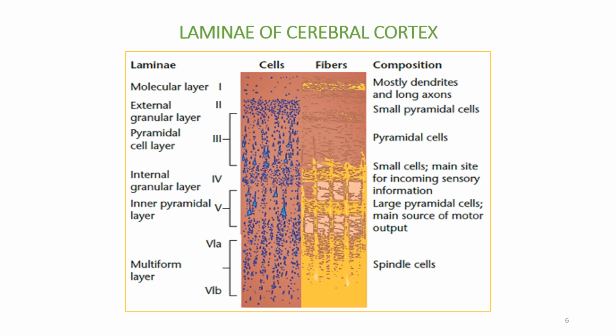Then internal granular layer. These will have small cells, the main site for incoming sensory information. Then comes layer 5, the inner pyramidal layer. It contains large pyramidal cells and it is the main source of motor output. Then comes the multiform layer, 6A and 6B. It contains the spindle cells.